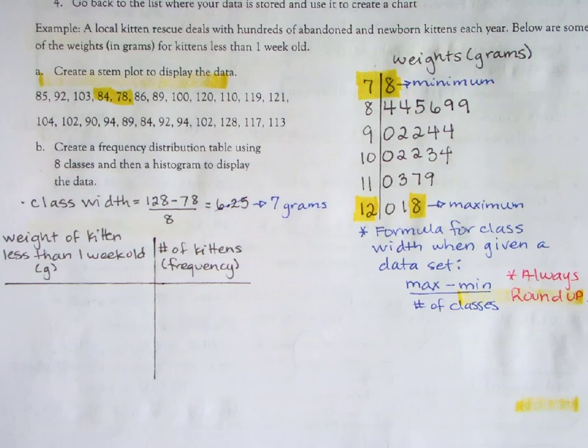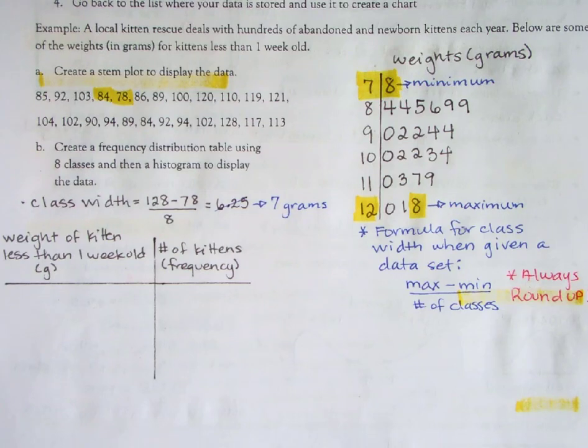Next, I'm going to make my frequency distribution chart. This is a 2-column chart. On the left are going to be my classes. My classes are represented by the weight of kittens less than 1 week old in grams. On the right-hand side is my frequency. The frequency in this case is the number of kittens.